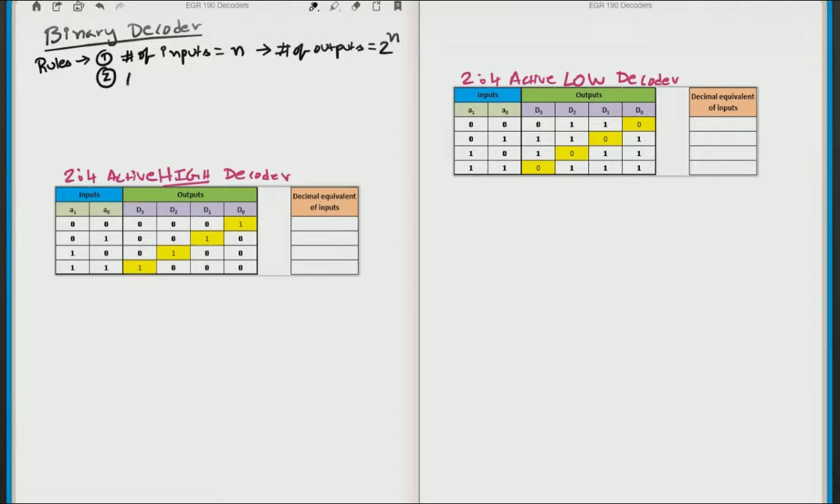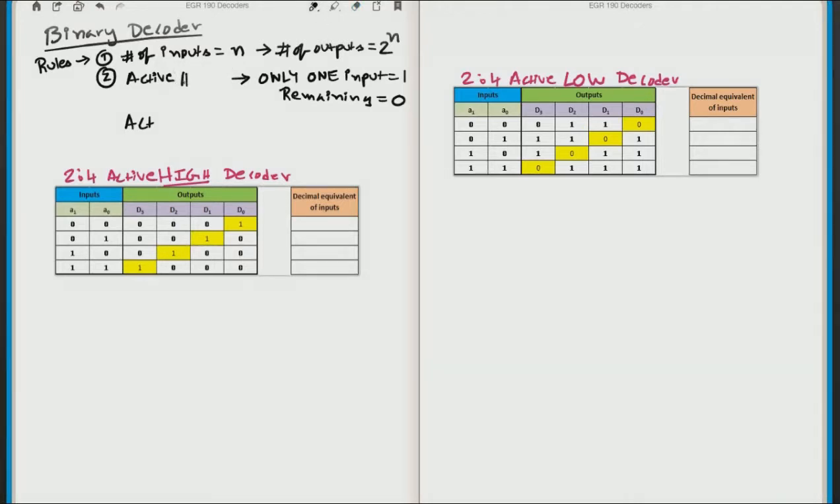is if it is an active high decoder, only one input should be equal to 1. The remaining should be equal to 0. Sorry, it is an active high. Now if it is an active high, right? If it is an active low, sorry, let me make it clear for you guys.